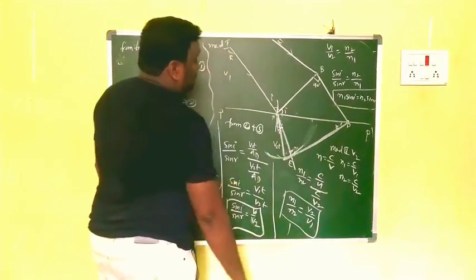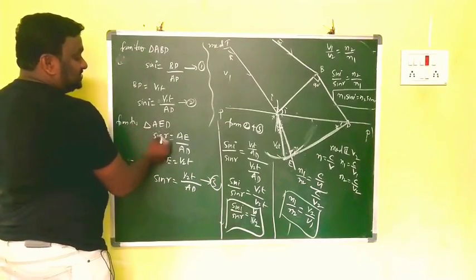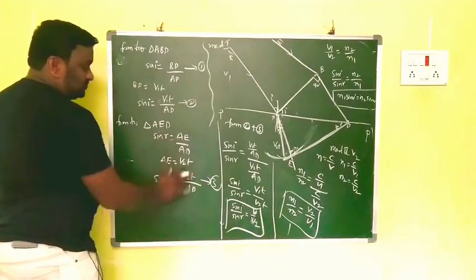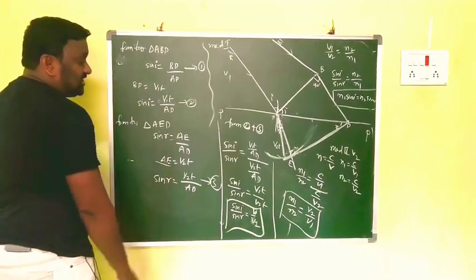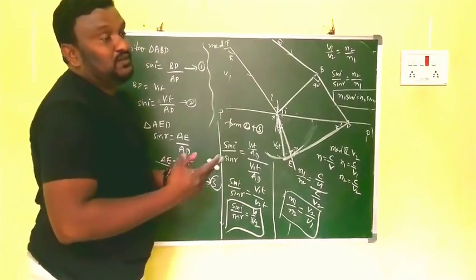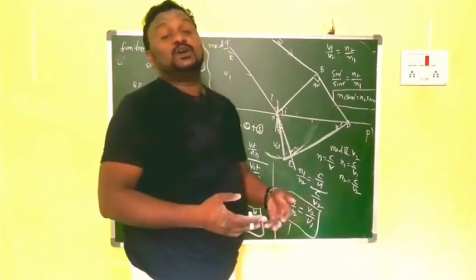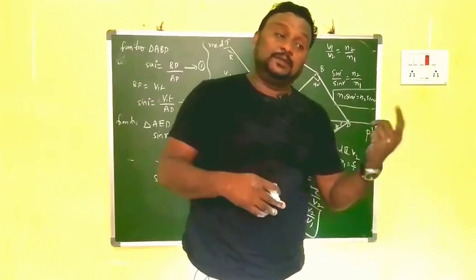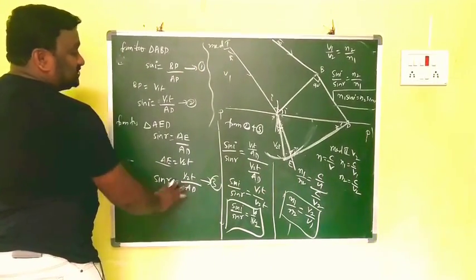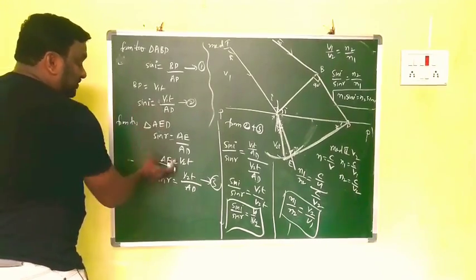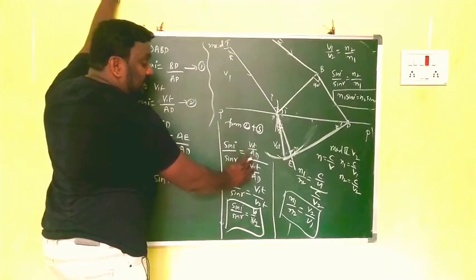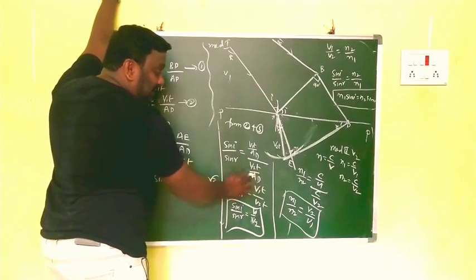And the second triangle, AED. From that, what do we write? Sin r is equal to AE by AD. Again the same concept. What is AE? Distance traveled in the second medium. Distance is equal to velocity into time. In the second medium the velocity is V2 and time is t. Then sin r is equal to V2t by AD. Equation number 3. After that we divide these two. What do you get? Sin i by sin r is equal to V1t by AD, divided by V2t by AD.